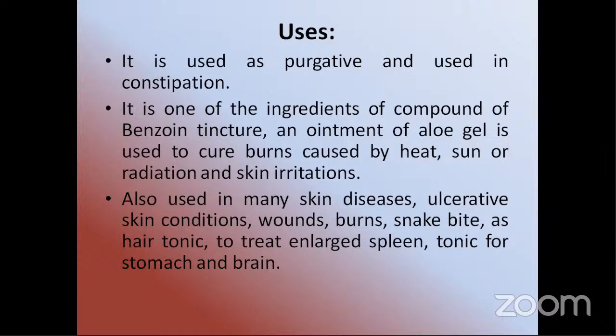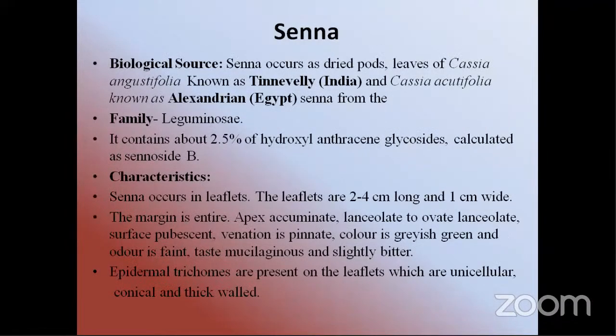Next drug is senna. In Bengali it is known as sonapata. The leaves and also the dried pods of senna are used. There are mainly two varieties: Cassia angustifolia, known as Indian senna, and Cassia acutifolia, known as Alexandrian senna, belonging to the family Leguminosae. It mainly contains sennoside A and sennoside B.